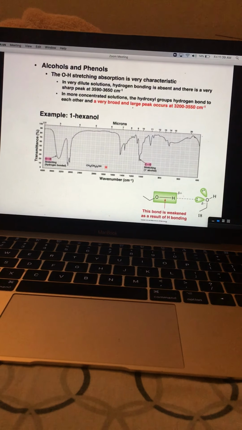And in this structure, if it's an alcohol, we have a carbon bonded to the oxygen as well. We can also see that in the fingerprint region. You get this medium sharp peak right here for the CO stretching bond for a primary alcohol.